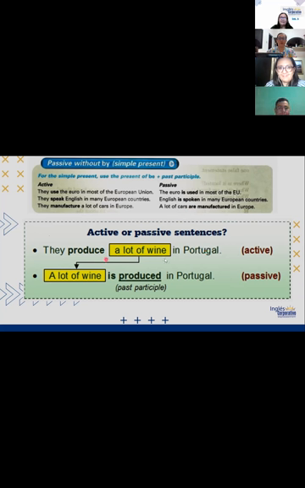They produce a lot of wine in Portugal. A lot of wine becomes the subject. And then we say a lot of wine is produced in Portugal. With the regular verbs, we only put -ed and that's it. But with the irregular verbs, we have to remember which is the past participle form of the verb, right?